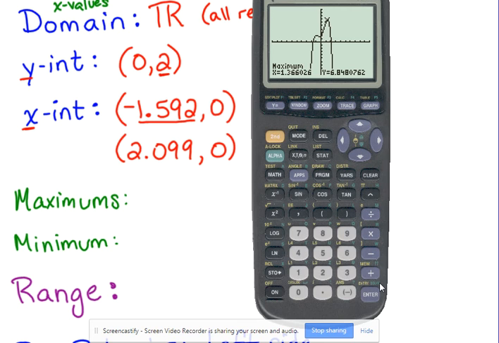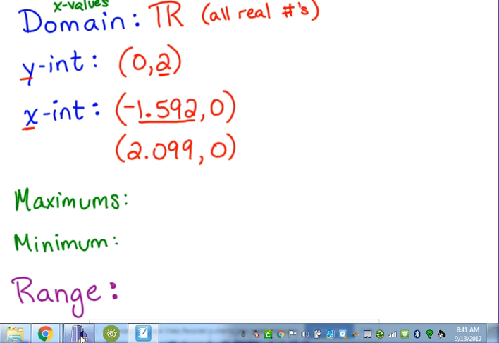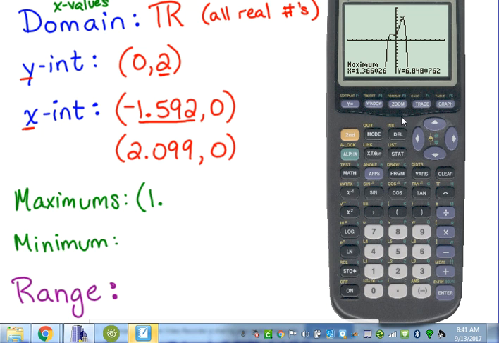Okay, here's our maximum. Very rarely are these going to be nice, pretty whole numbers. So maximum is 1.366, 6.848. You do have to include both values. You need the x and the y.